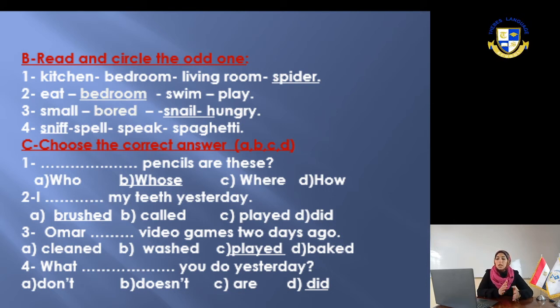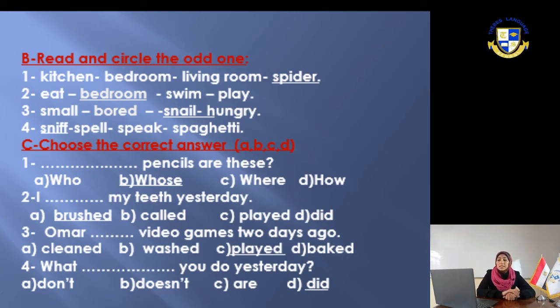Number one, kitchen, bedroom, living room, spider. So I add spider out because all of them are rooms, but spider is an animal. Number two, eat, bedroom, swim, play. Of course, I will add bedroom out because all of them are verbs, but bedroom is a noun about a room. Number three, small, bored, snail, hungry.